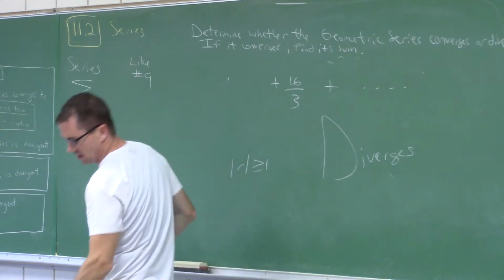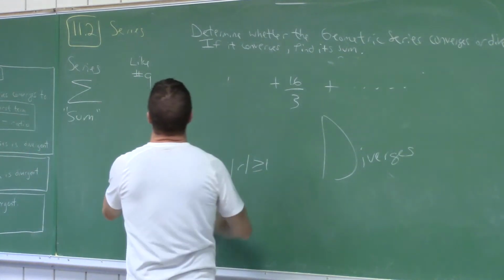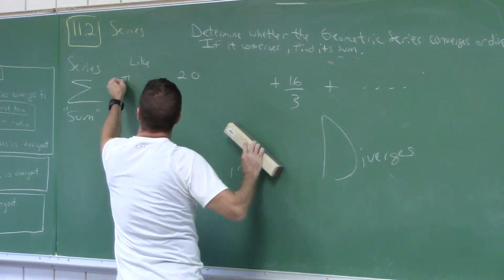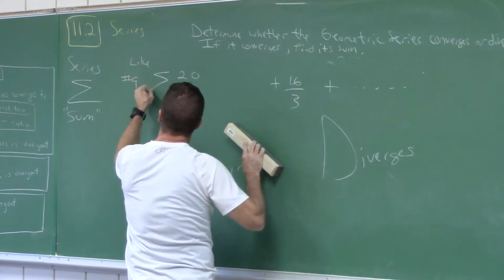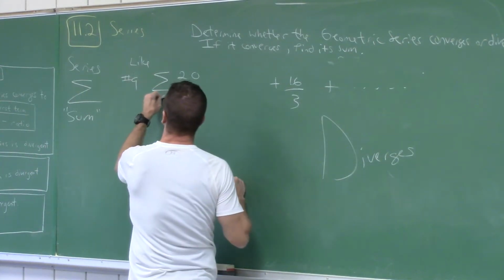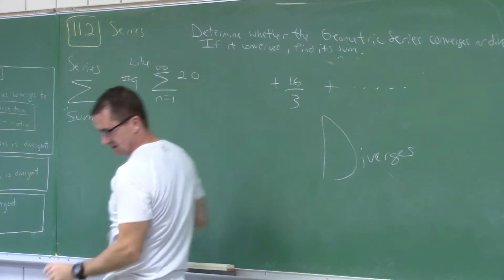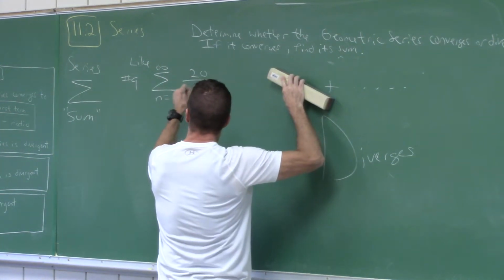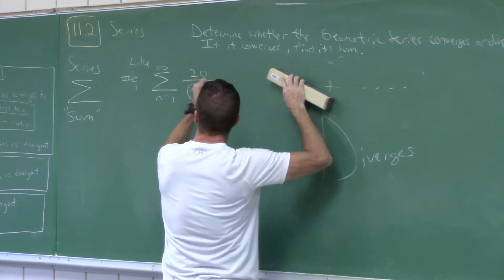This is like number 9. This stuff's so cool. I'm going to put 20, put a summation right there, n equals 1, go towards infinity. And it's 20 over -5 to the n.